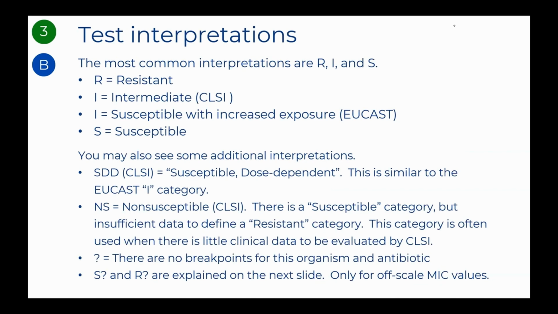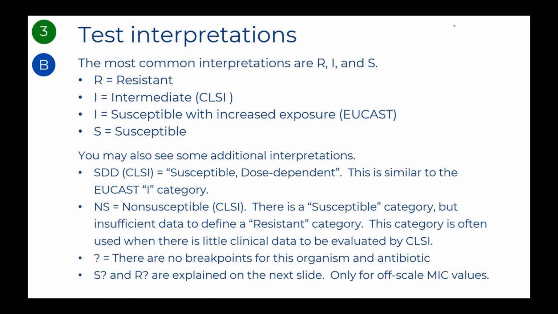The most common test interpretations are R, I, and S. The letter R represents resistant and S represents susceptible. For decades, the letter I was used to represent intermediate results, and this is still true when utilizing CLSI methods. However, a few years ago, EUCAST revised the breakpoints and the definition so that for laboratories using EUCAST methods, I now means susceptible, increased exposure. You may also note some additional interpretations in WHONET. SDD is a CLSI category, meaning susceptible, dose-dependent. It is similar to the EUCAST I category.